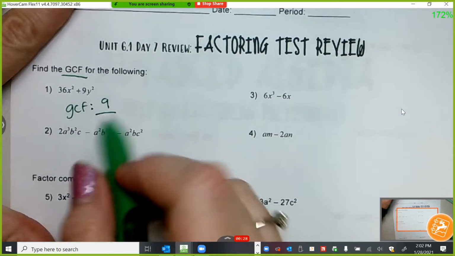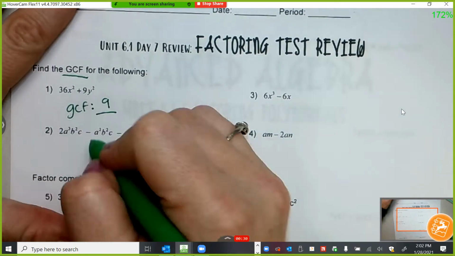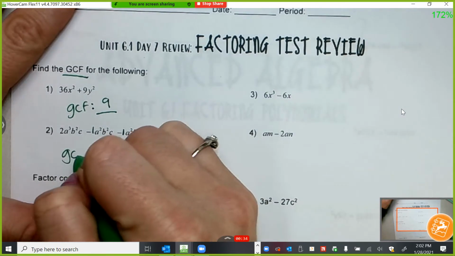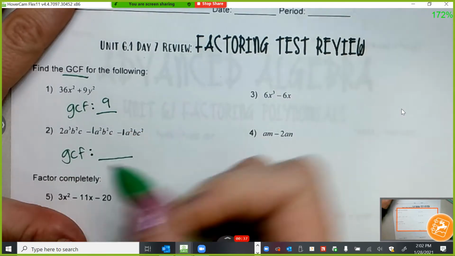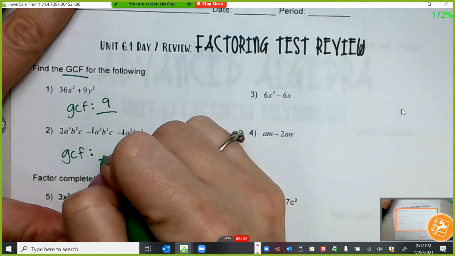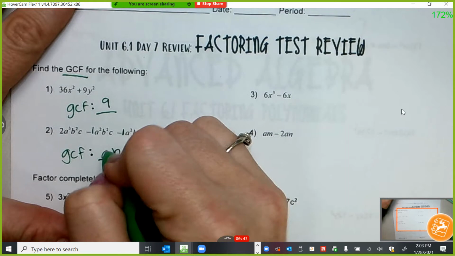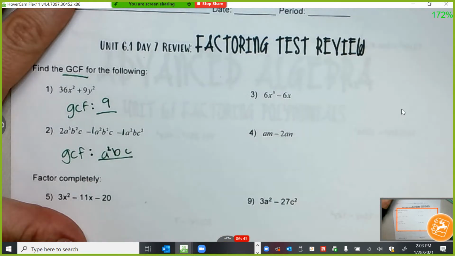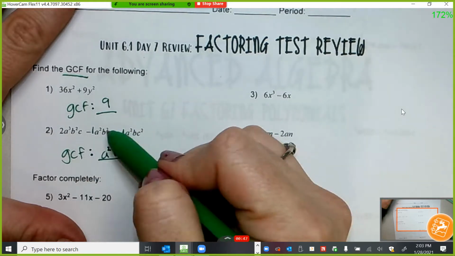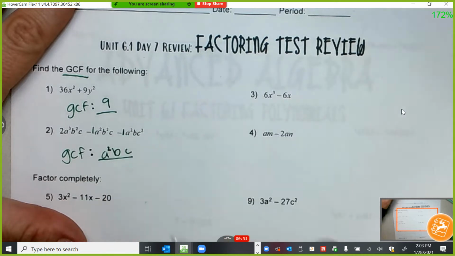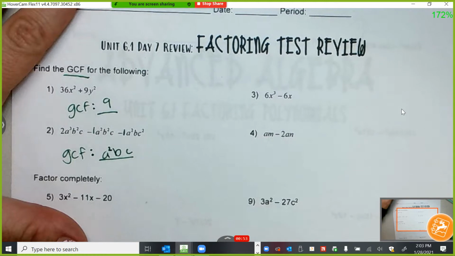Number 2, this has a 2, this technically has a 1 and a 1, so really your GCF number would just be 1, which you don't have to take out. But they all have A, B, C, so I know I'm going to take out an A, B, and C. This one has 3 A's, 2 A's, and 2 A's, so I can take out 2 from all three terms. This has 2 B's, 2 B's, and 1 B, so I can only take out 1 B. This has 1 C, 1 C, and 2 C's, so I can only take out 1 C. So that is my GCF, A squared BC.